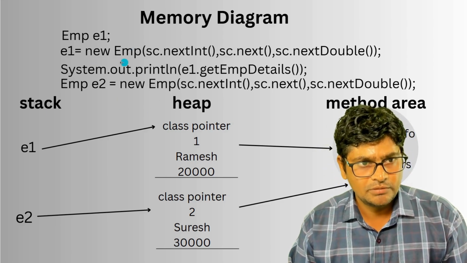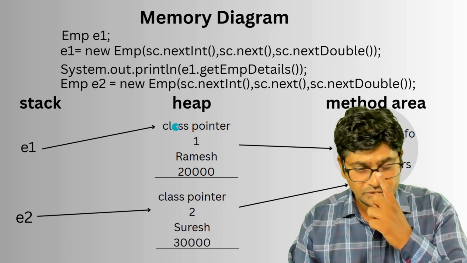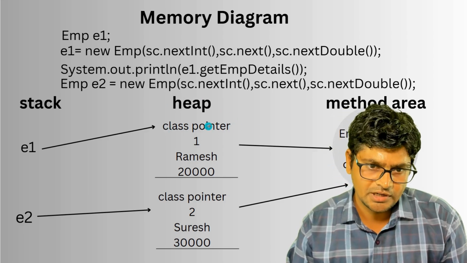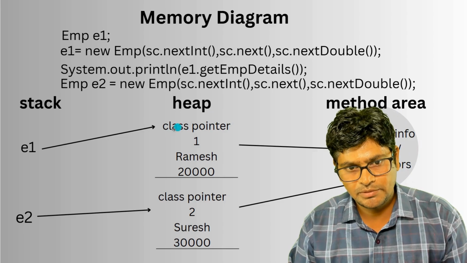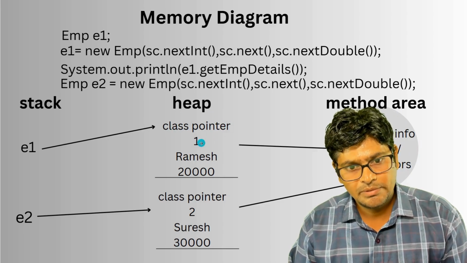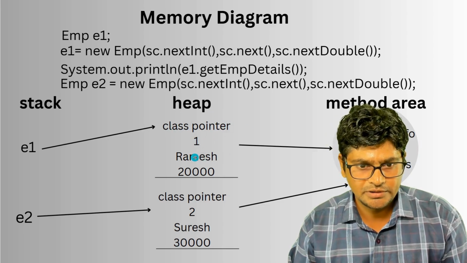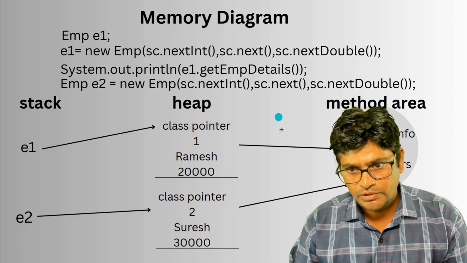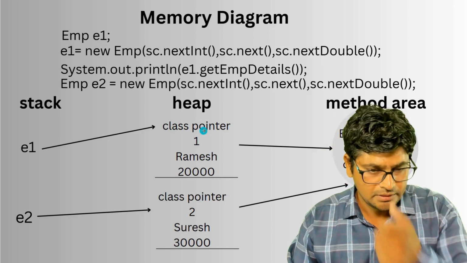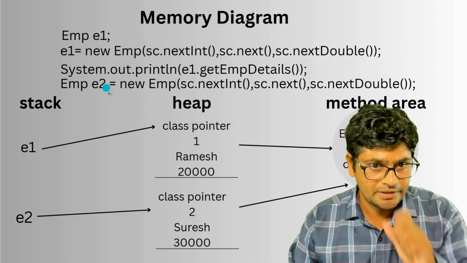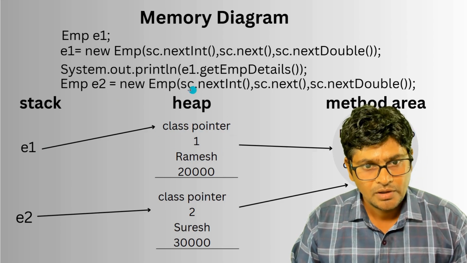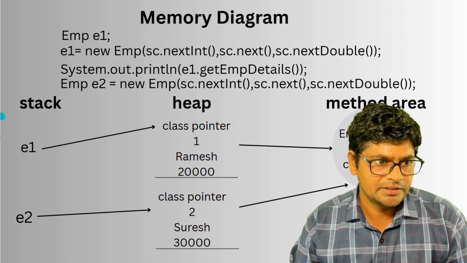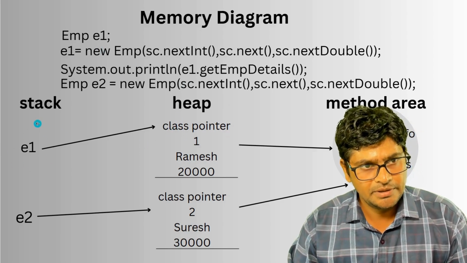Now when we create the object using the new keyword, the object is created on the heap, but for every object the first slot is a class pointer and then the data members. Suppose this is our class pointer, and it has the data members: the first one is Ramesh, the name of the employee, and the salary is 20,000. This class pointer points to the Employee class. And this new operator will return the memory address of the newly created object on the heap. This address is stored in the e1 reference, which is an Emp class type reference.